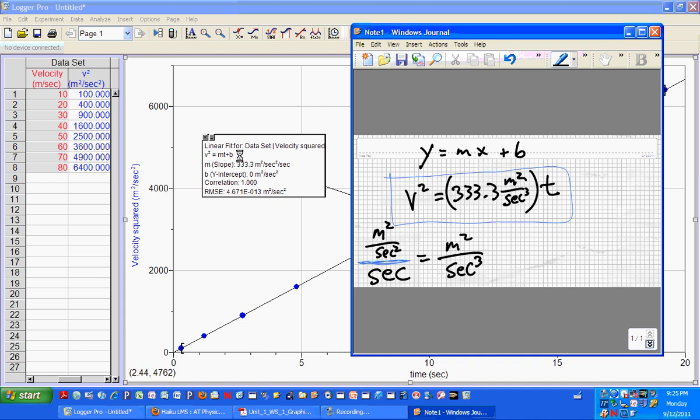And you can even see, if you put in the units, you can even get the equation. It's v squared is equal to mt plus b. All I got to do is put in my m. It's all written there for me. All I got to do is copy it onto the page. So this is a great tool.